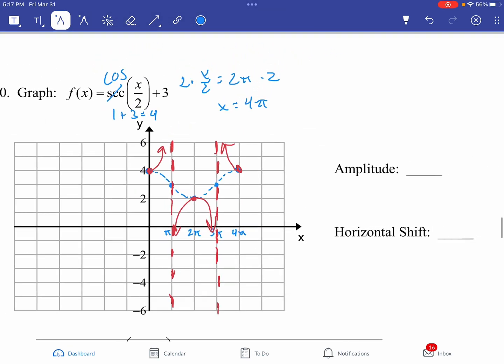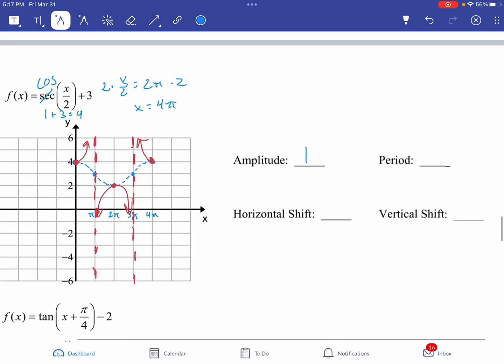The amplitude was 1. The period is 4 pi. There is no horizontal shift. But the vertical shift was going up by 3.